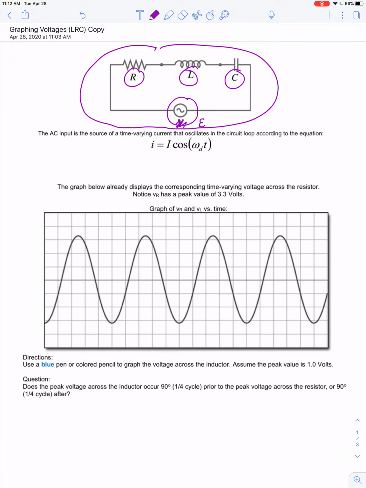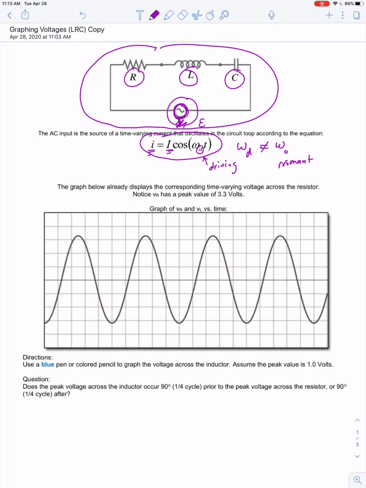Anyhow, we know that the current varies sinusoidally in circuits like this, and we're told that the current can be given by the function: instantaneous current, lowercase i, equals maximum current, capital I, times cosine omega t. Now here, the omega is given a subscript d. You can write that if you want to. That's just so we don't confuse the driving frequency, that's what the d refers to here, the frequency that the generator is driving the circuit at, with a different frequency, omega naught, which represents a resonant frequency.